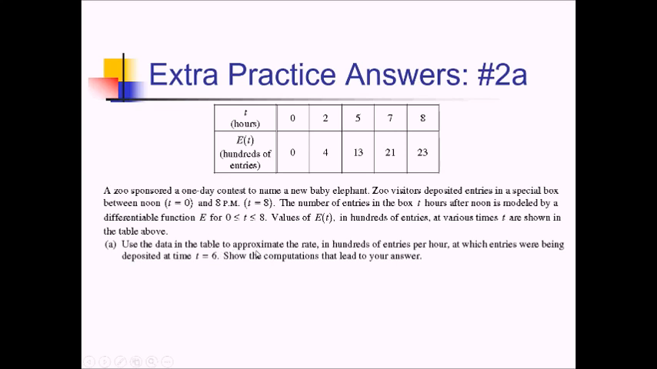So I'm going to do average rate of change for E over the interval from, let's say, 5 to 7. 6 is right in the middle of all that. So I'm going to do E of 7 minus E of 5 over 7 minus 5. And I'm going to say that E prime of 6 is approximately equal to this. So that's going to be 21 minus 13 over 7 minus 5, which, let's see here, that's 8 over 2, which reduces to 4. So this is going to be 4, and the units are going to be hundreds of entries per hour, because I have E over T, basically.